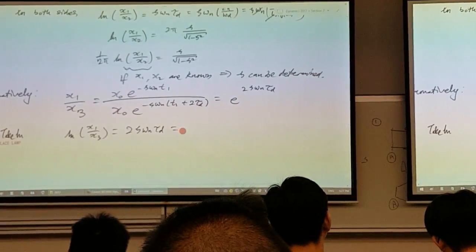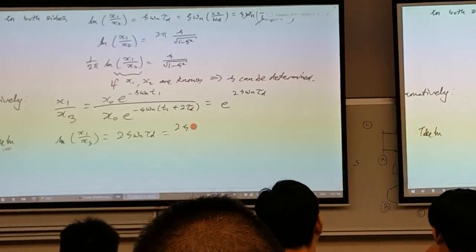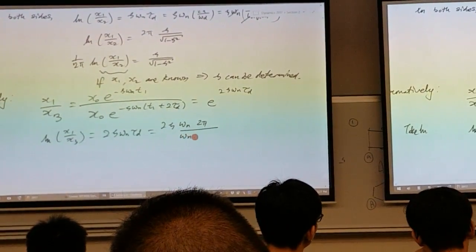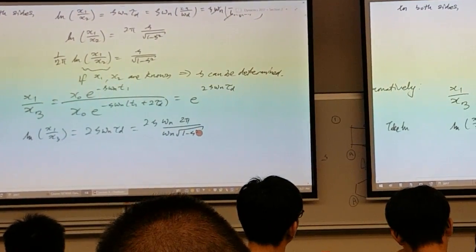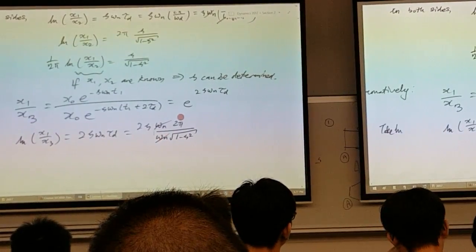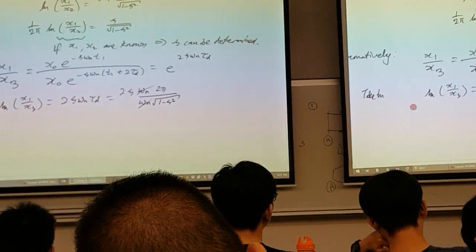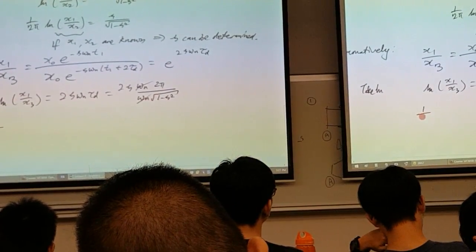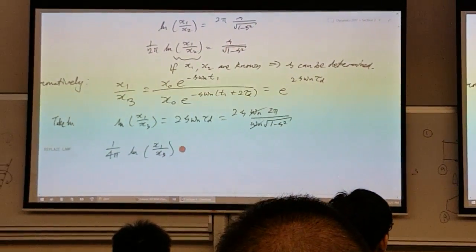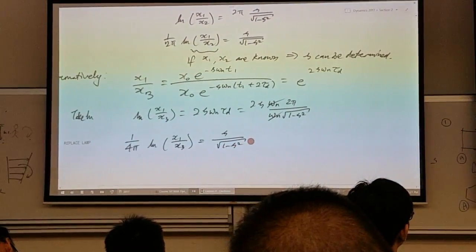So that tau t, as what you have seen before, that's 2 zeta and that omega n, and 2 pi over omega n square root 1 minus zeta squared. Very same thing that we have done just now. This and this cancel. So this is 2 times 2 pi, and I'll bring it to the left hand side. So 1 over 4 pi ln x1 over x3 equals zeta over square root 1 minus zeta squared.